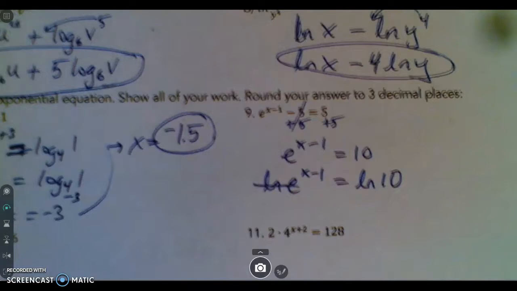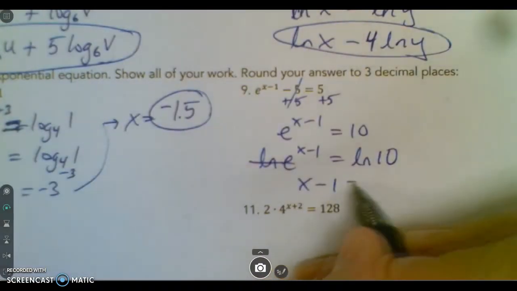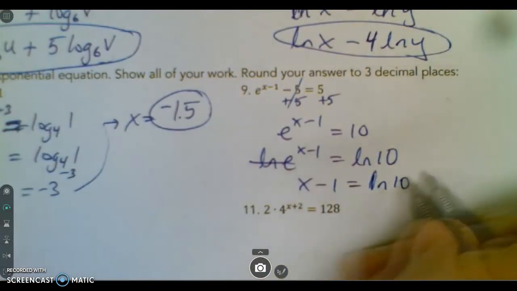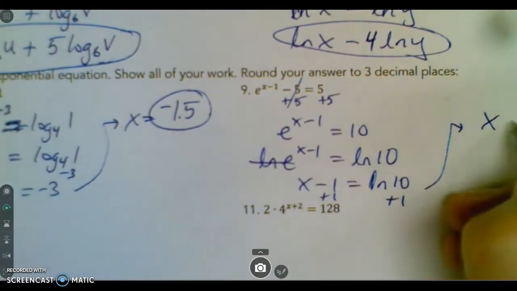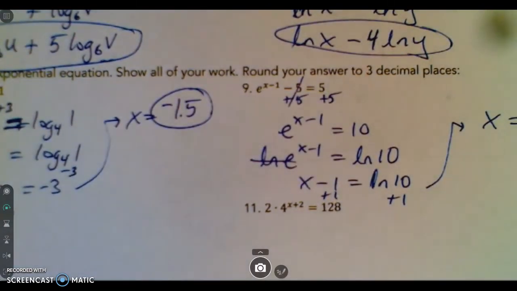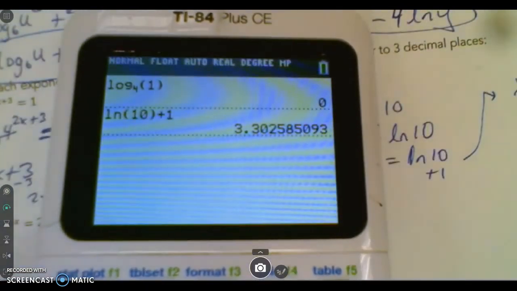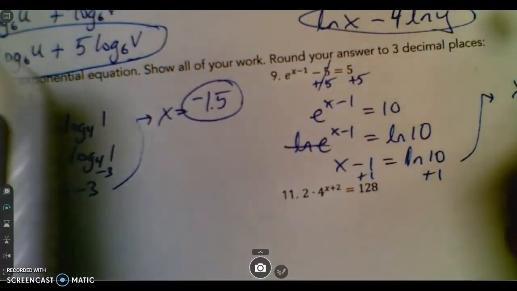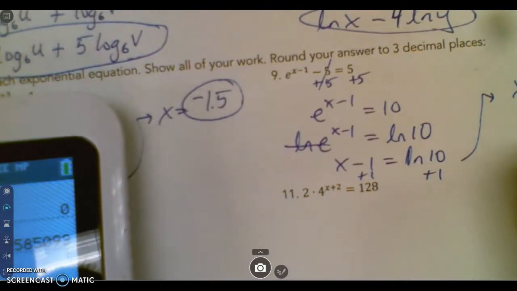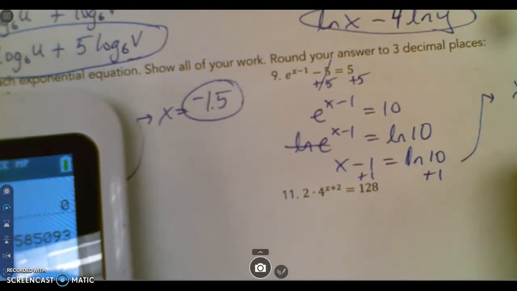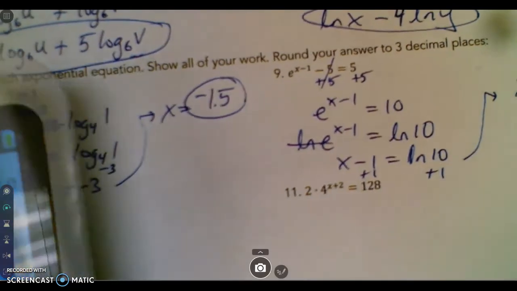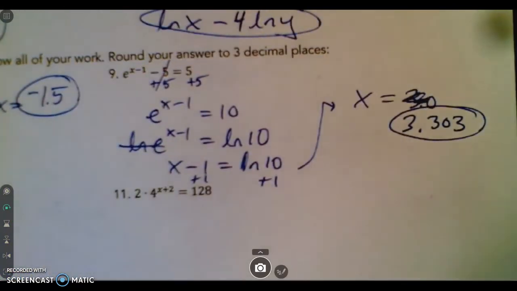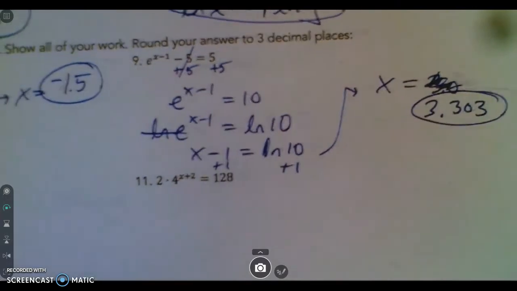Okay, natural log will kill the e, and you'll be left with x minus 1. And then add 1 to both sides. So my answer is whatever natural log of 10 plus 1 is. Make sure you don't put it in the parentheses with it. You just do natural log of 10 first, then plus 1. 3.303 is your answer there. All right, keep on keeping on.